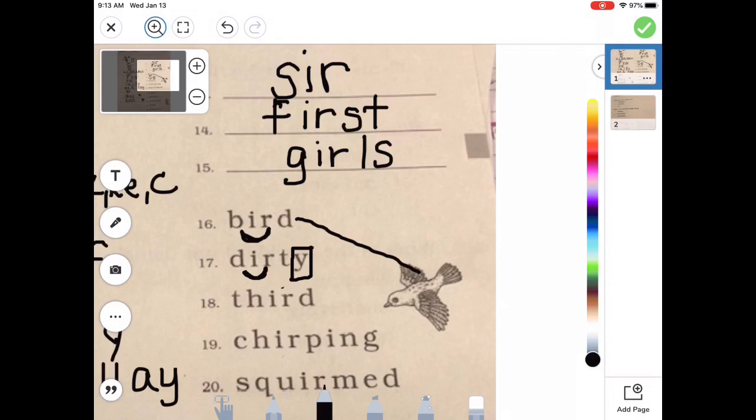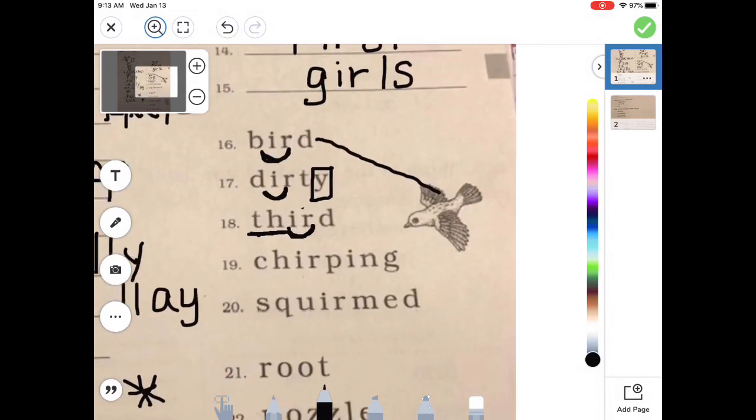On number 18, what do you notice that we need to code? I've got that TH at the beginning, that digraph, so I need to underline it. Then what else do I have? I've got that vowel combination, so I need to put my arc up. So then I have third. Third. Very good.